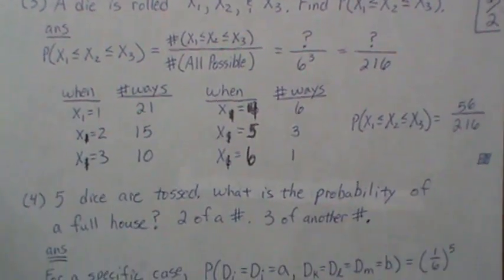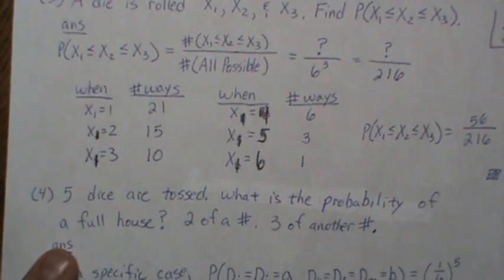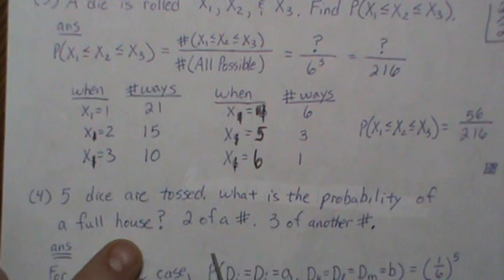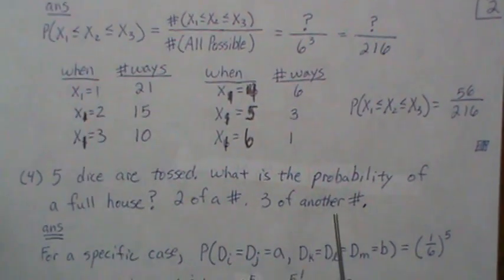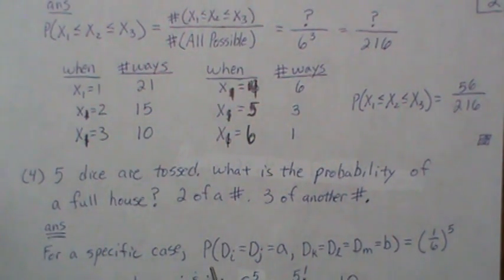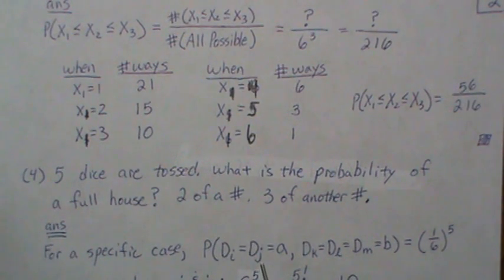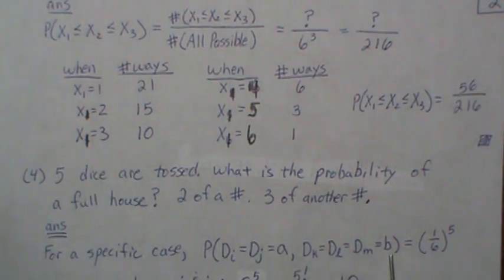So problem 4, and we have 5 dice are tossed or rolled. What's the probability of a full house? That's 2 of a number and 3 of another number. And here's the answer. So let's look at a specific case. So let's say 2 dice, die I and die J, equal number A. And then K, L, and M, the other 3 dice, equal B.